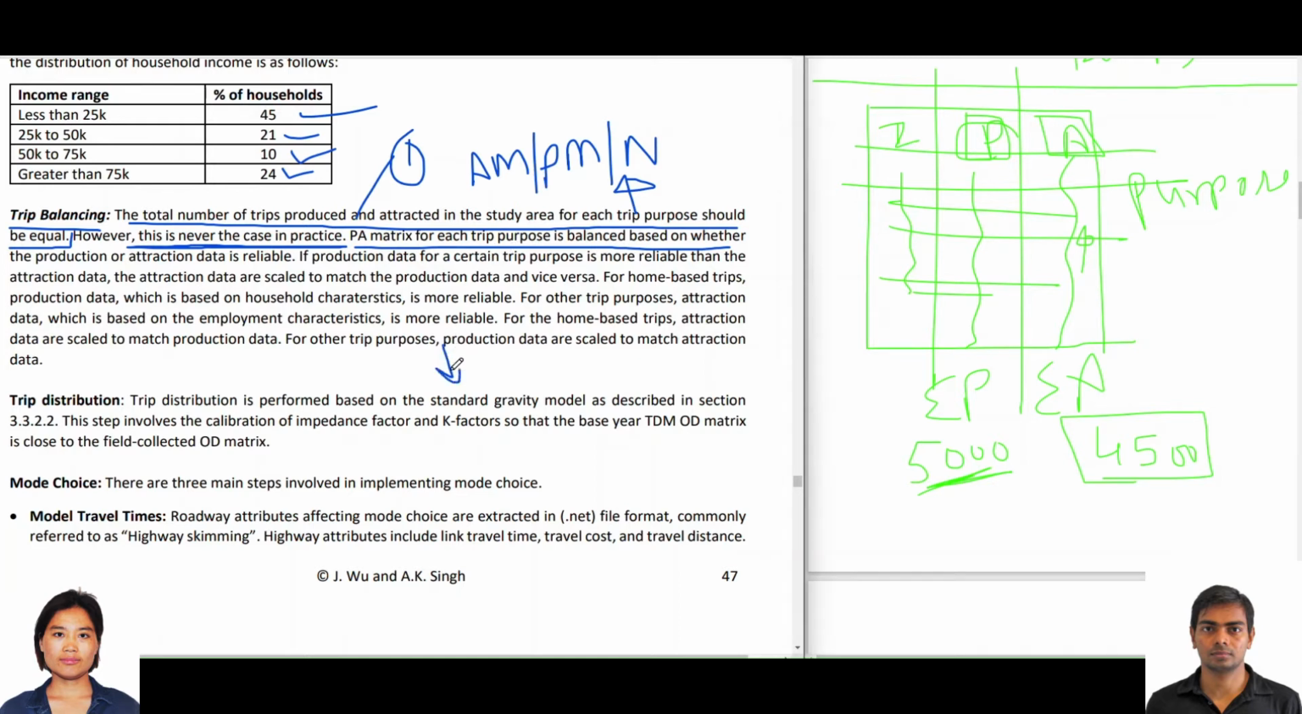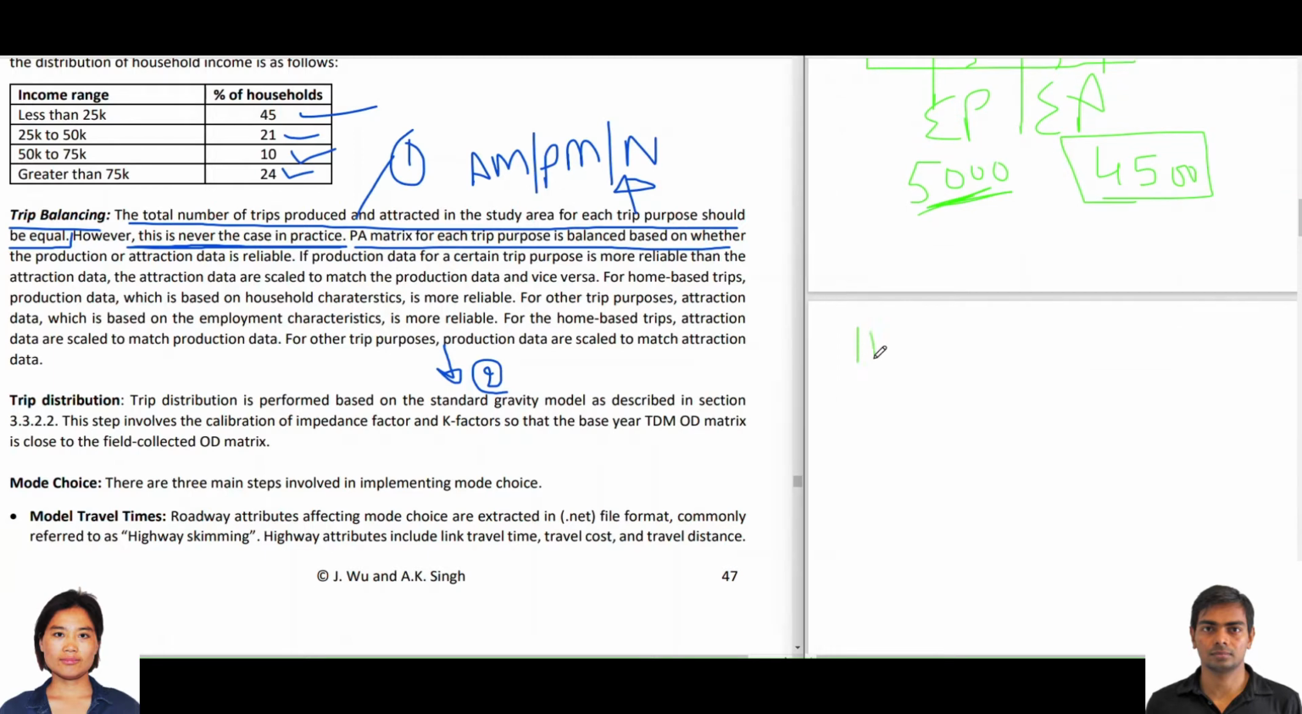So the second one, which is important here, is which one to trust. Based on trip purpose, for home based work, we typically trust the production because we know how many apartments and how much residential area are there, so how many trips will be generated. If we are looking at home based work, we trust the production. For every other trip purpose, we trust the attraction.